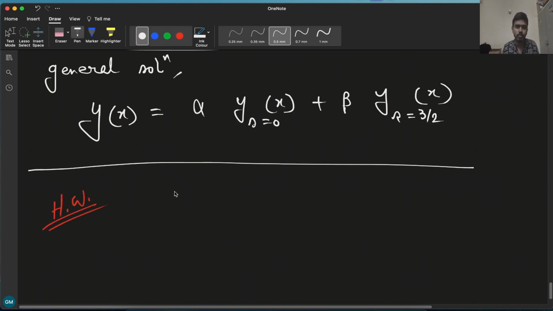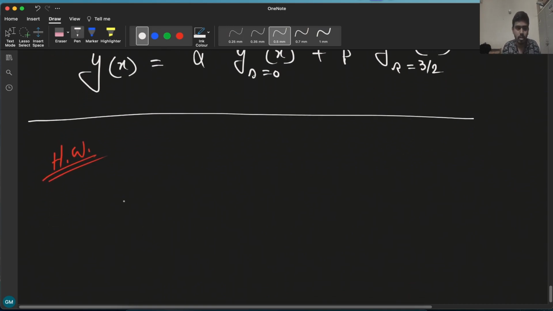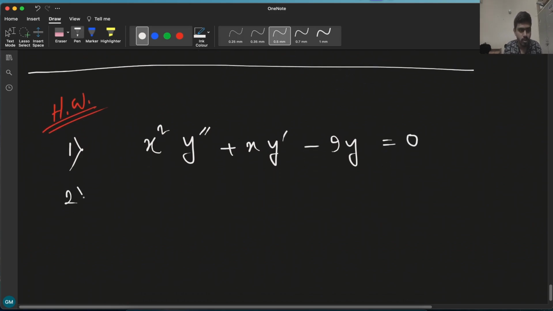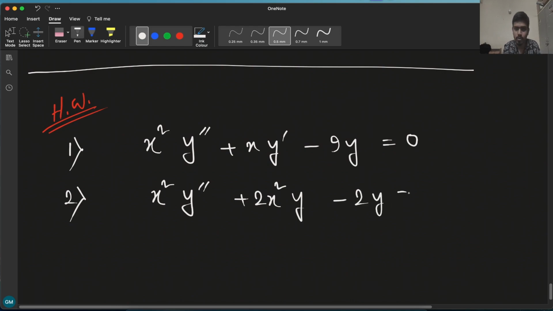I'm just writing them from exercise from Boas. Okay, the first one is x square y double dash plus x y dash minus 9y equals to 0. Number 2 is x square y double dash plus 2x square y minus 2y equals to 0. y dash is dy dx and y double dash is d2y dx2. Okay, this is y dash.